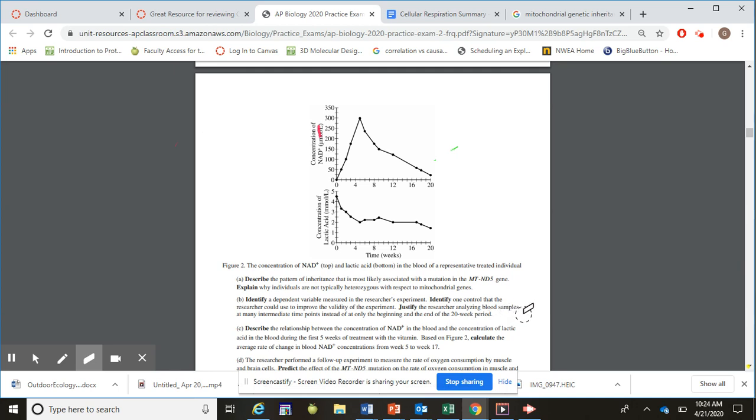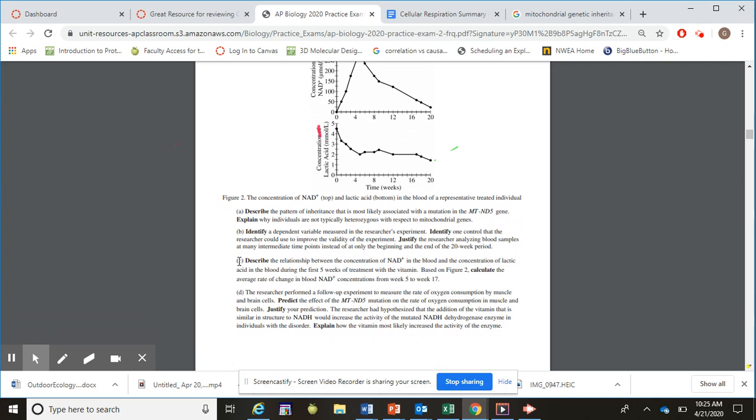Justify the researcher analyzing blood samples at many intermediate time points instead of only at the beginning and the end of the 20-week period. Just more sampling is going to give you more reliable data. So that one's not too deep, just knowing that taking more and more samples is going to give you more and more reliable data and a more reliable graph. All right.